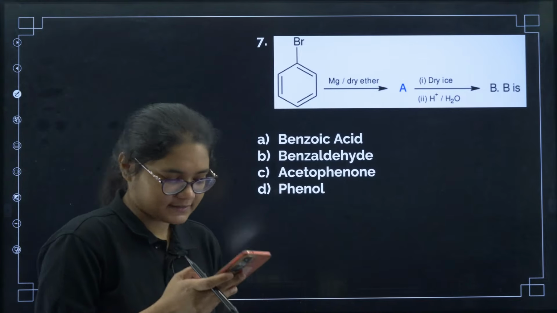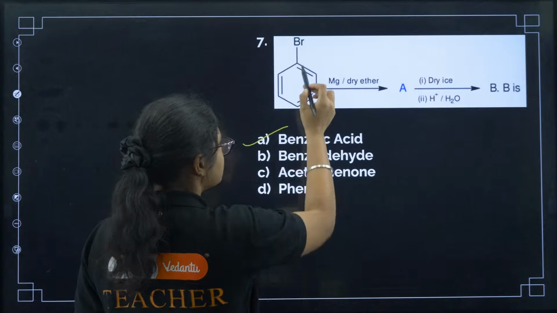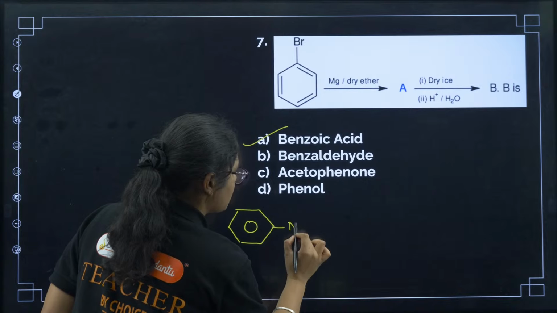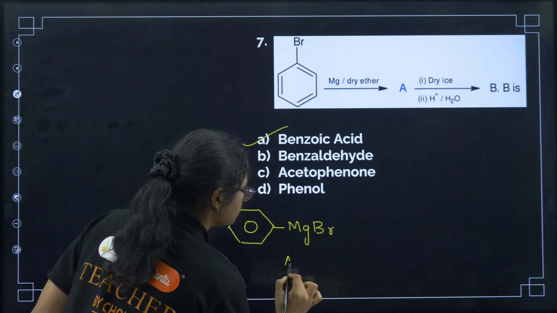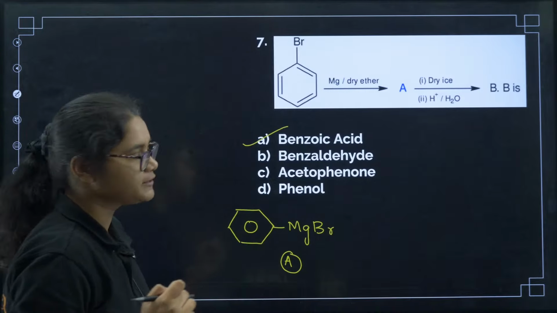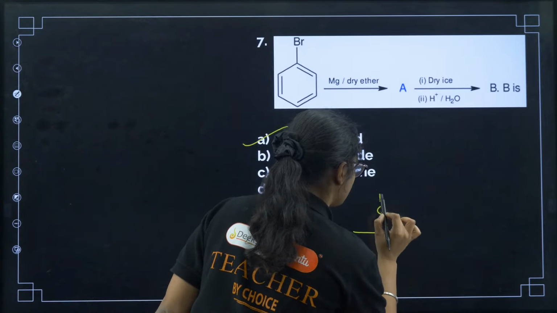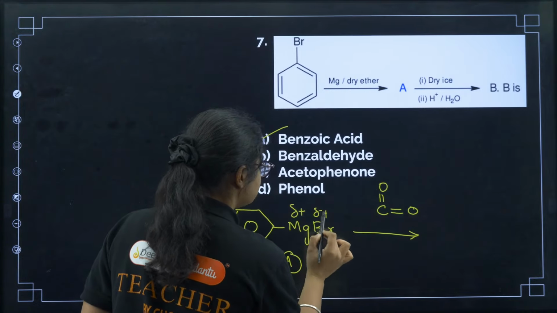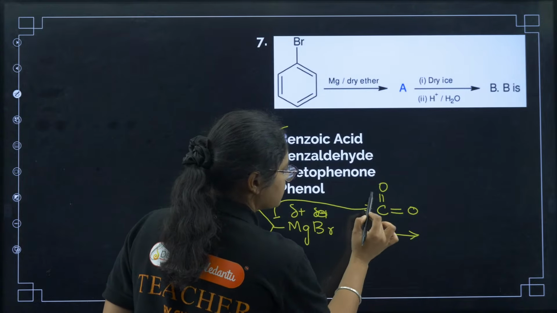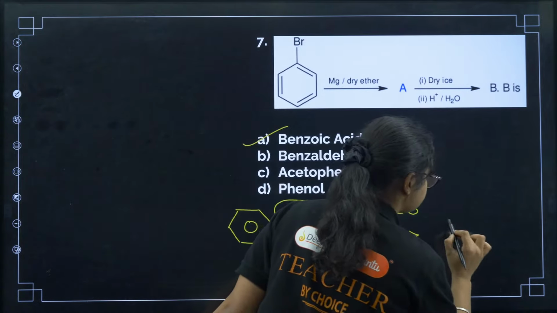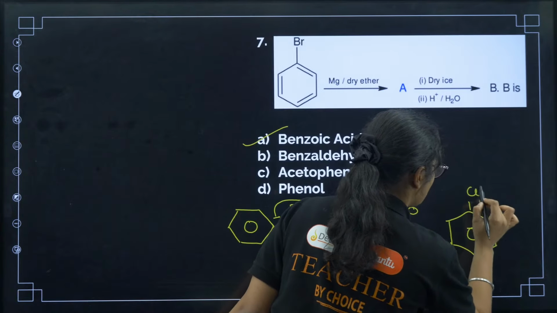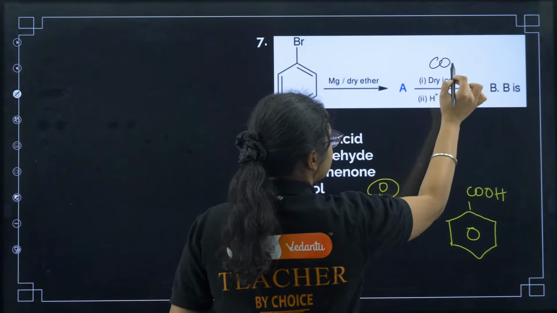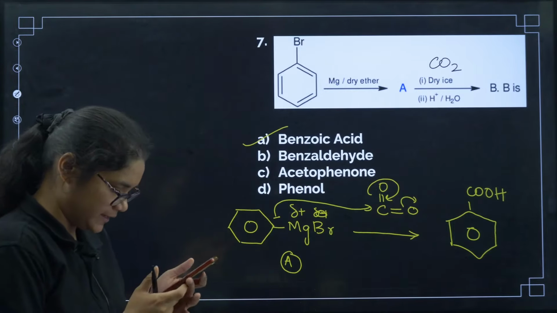Yes, Madan is correct, Shagufta is correct, it is benzoic acid. First, when you treat it with Mg, the Grignard reagent, C6H5MgBr, is formed. This is product A. After that you have CO2. This carbon is delta plus and this is delta minus, so this will attack this bond, and here we get COOH, benzoic acid. So dry ice is what? Dry ice is carbon dioxide. Option A. Yes, all are correct here.